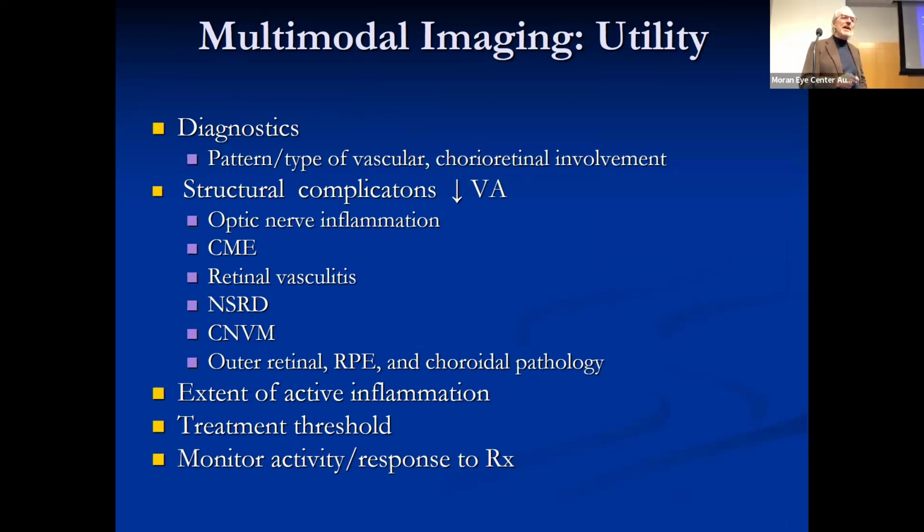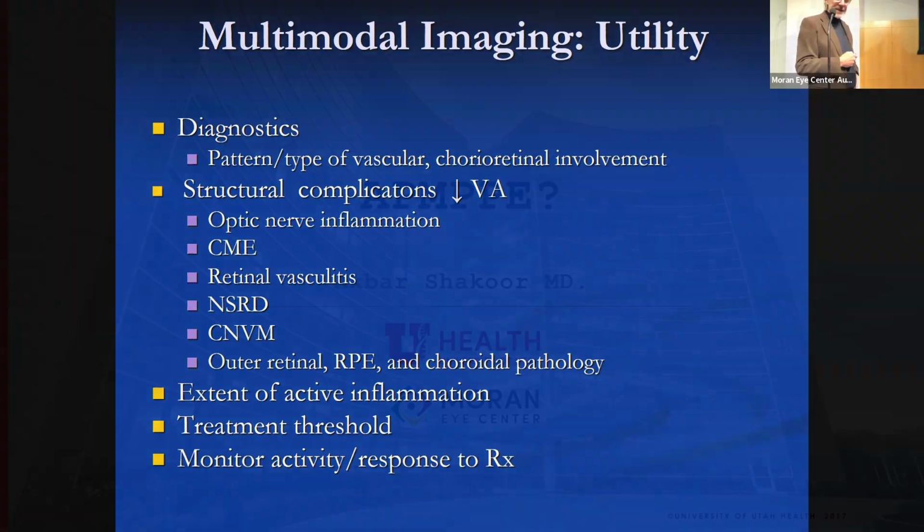And then, of course, to indicate what are the structural complications that are responsible for decreased vision, listed here: optic nerve head inflammation, macular edema, retinal detachment, choroidal neovascular membranes. Then to assess the extent of the inflammation, one's threshold for treatment, and to monitor disease activity in response to treatment. So we're going to go ahead and present 4 hopefully quick cases that will illustrate some of these points.